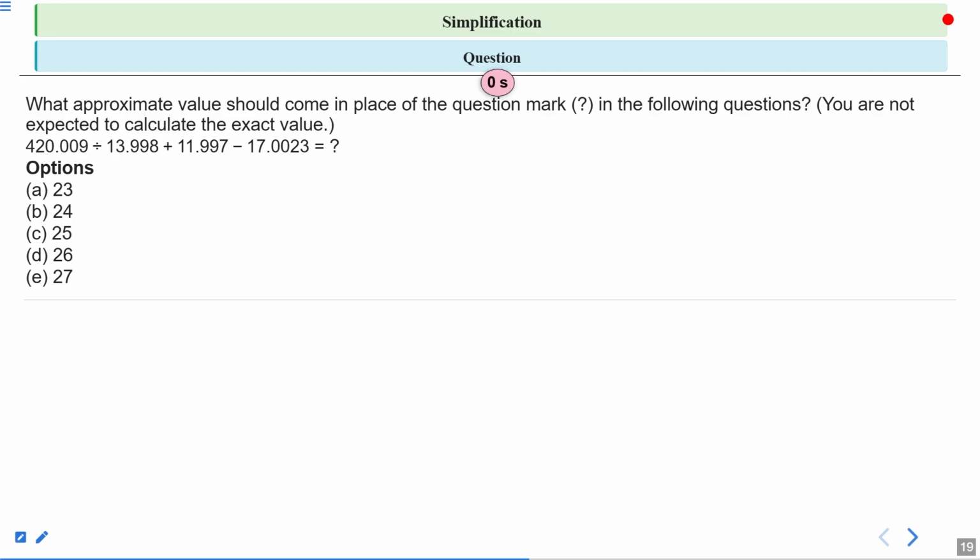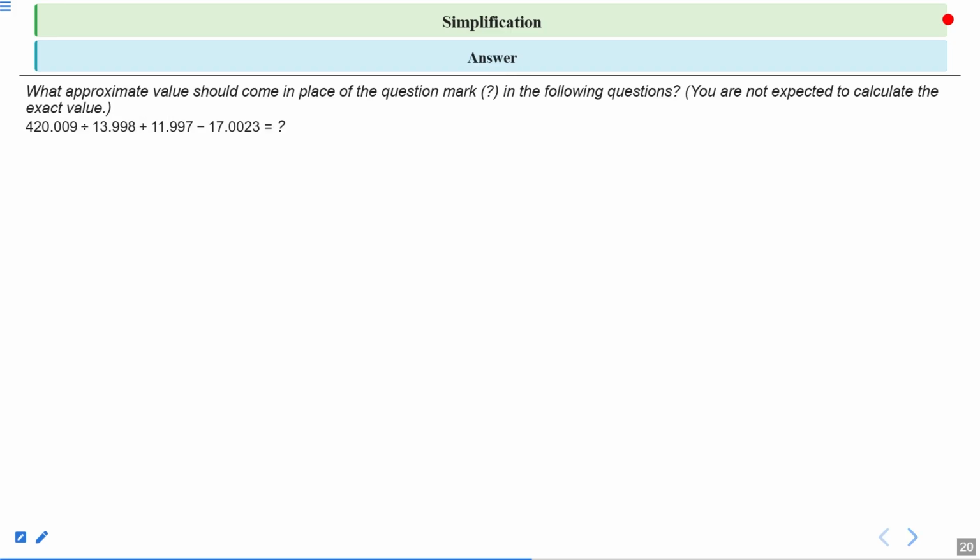Now time's up. Let's see the solution. This question is basically based on approximation. The correct answer of this question is C, which is 25. Now see the detailed solution using concept 3.3 in this question.